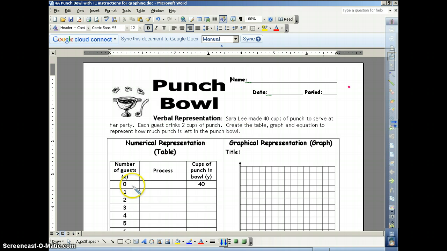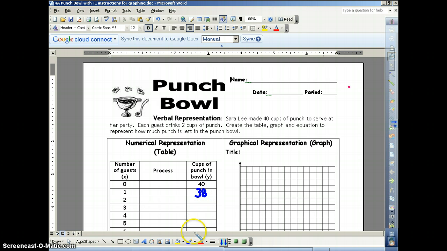Okay, I've made the punch. Nobody has showed up to the party yet. How many cups of punch are in the punch bowl? 40 cups. My first guest arrives. They drink their 2 cups of punch. How much punch is left in the punch bowl? Subtract 2 and you get 38.